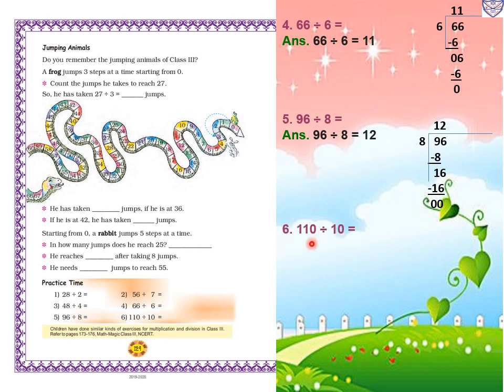Now number 6, 110 divided by 10. So first we will take the two digits 11. In the 10 table, 11 will not come, so we will take 10 ones are 10. So 11 minus 10 we will get 1 and the 0 we will carry down. So it will become 10. Now in the 10 table, 10 ones are 10. So 10 minus 10 we will get 0. So our answer is 110 divided by 10 equals 11.